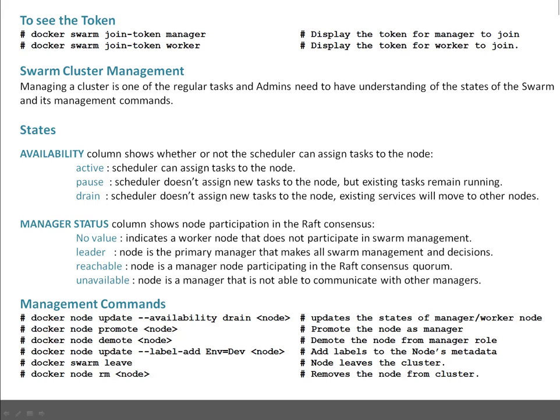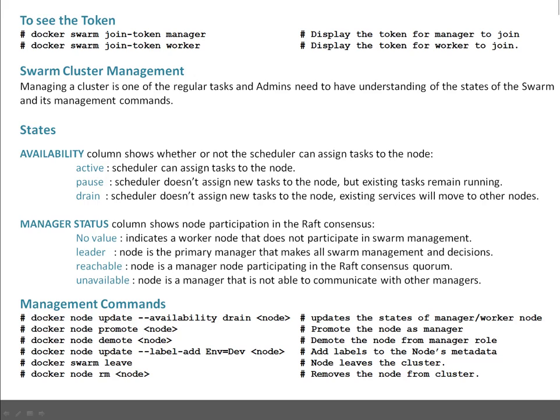Pause is something, let's say you are doing some activity and you don't want any new or extra load on that particular host, so you can pause that machine. It will not get any new scheduling requests. So these are the availability states. Next state is about manager.